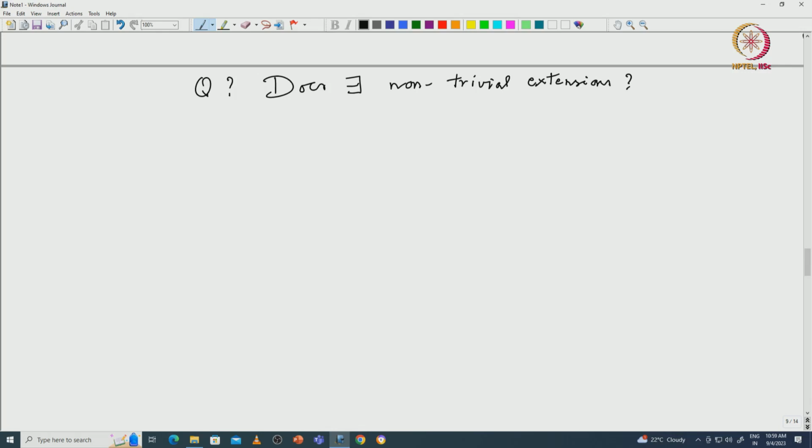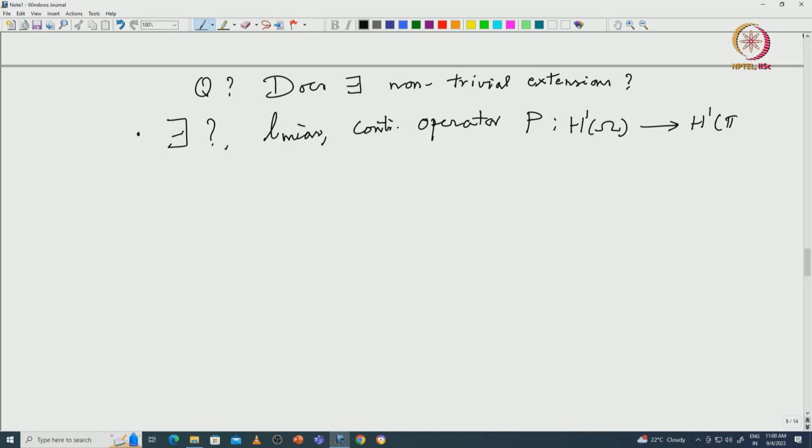As I said, the extension should have properties. So, basically what we are looking for is: does there exist a linear continuous operator P from, say, let us restrict to H1, it can apply to other spaces as well, H1 of omega to H1 of R^n. So, it is linear continuous, that means you need this estimate.